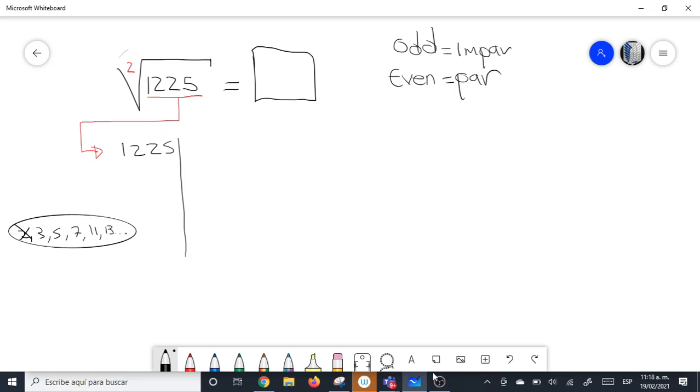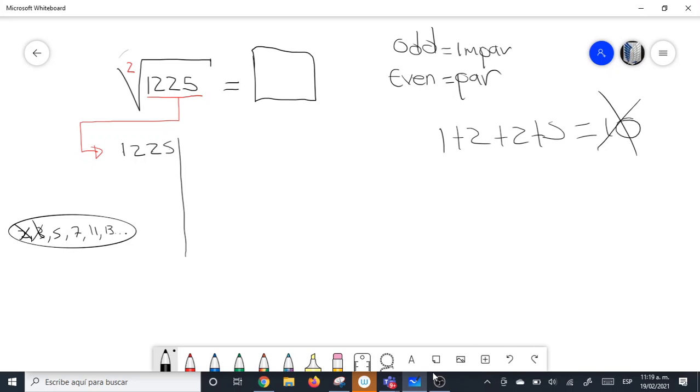Now with the 3. How can we know if a number is divisible by 3? This trick only works with 3. If you want to know that a number is divisible by 3, you can add the digits of the number. So 1 plus 2 plus 2 plus 5 gives you 10. 10 is not in the table of 3, so this one is not going to be divisible by 3. So we have to continue with the next prime.